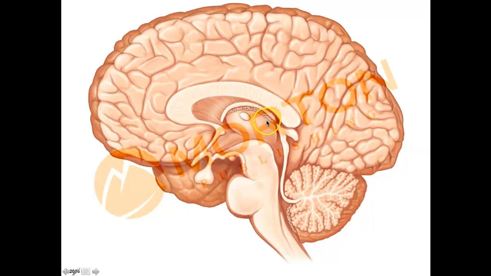So let's just review some other structures. You see this band of tissue on top of our choroid plexus? This is the fornix, right? That's part of your limbic system. I haven't gotten to that yet.